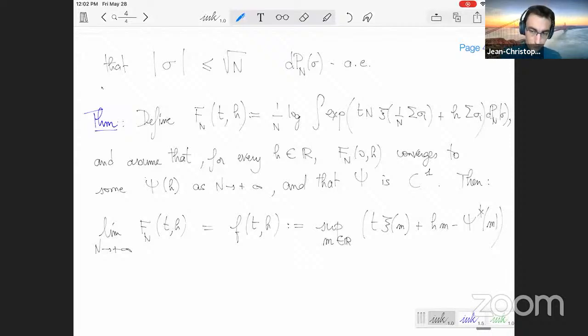Okay, and I had written sup over m between -1 and 1. But when we're not inside this interval, it's not difficult to see that psi star is infinite. So whether I write m in R or m in [-1, 1], it is the same. And recall that psi star is the dual function.